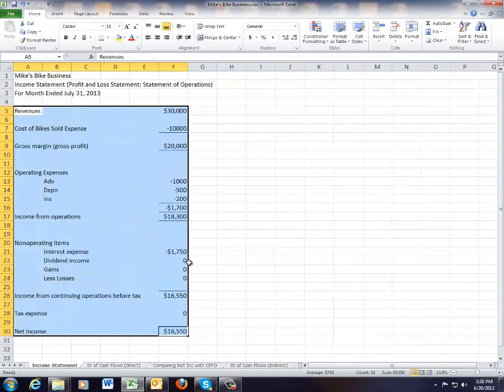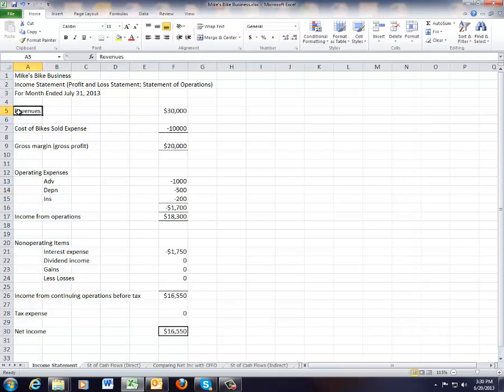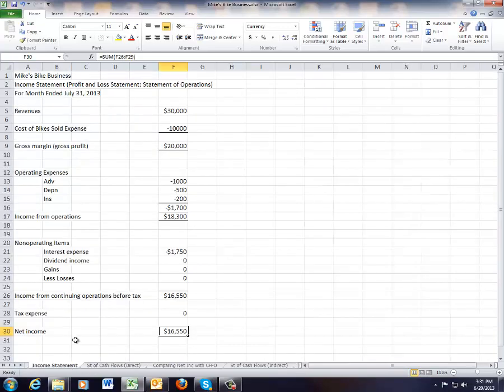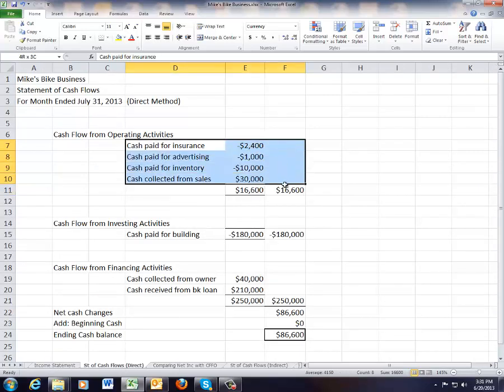On our income statement, we took revenues less 1, 2, 3, 4, 5 expenses to get $16,550. Most people who've never had an accounting course do not know the difference between net income or what I would call pure cash income from operations, which is $16,600. And so the indirect method simply takes our income right there and compares it with our cash flow from operations right there. So let me open a new spreadsheet and look here.